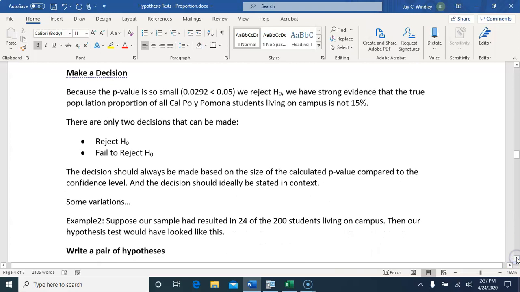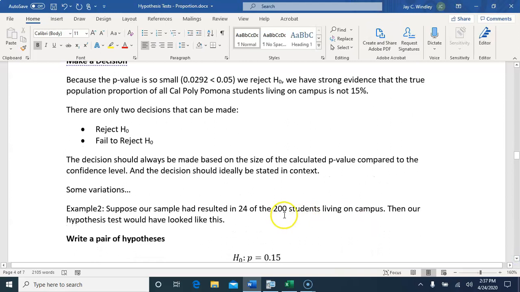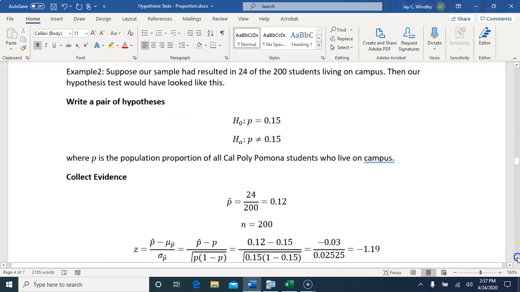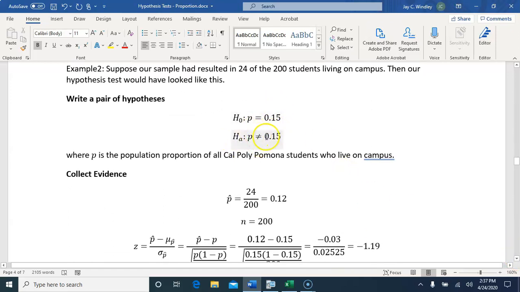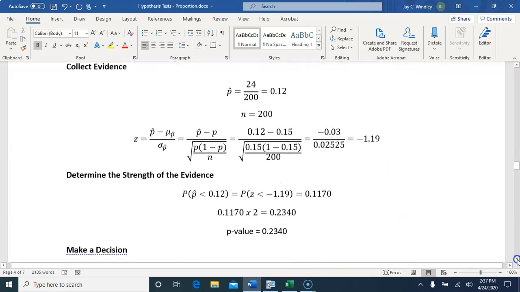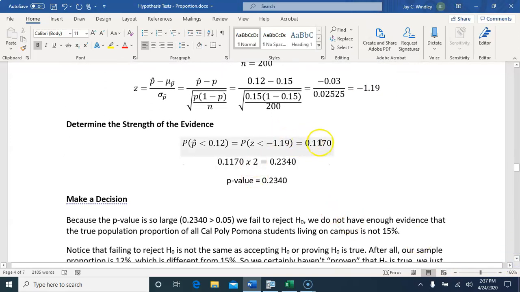Suppose we had gotten a little bit different p-hat. Suppose our sample of 200 students had resulted in 24 of them living on campus. Then our test would have looked like this. I'm streamlining the test a little bit. Null hypotheses are exactly the same. The evidence is now 0.12 for p-hat, which now turns into a z-score of negative 1.19. The probability of a z-score less than negative 1.19 is about 0.11. Double that and you get about 0.22 or 0.23. That's our p-value. And now the p-value is large.